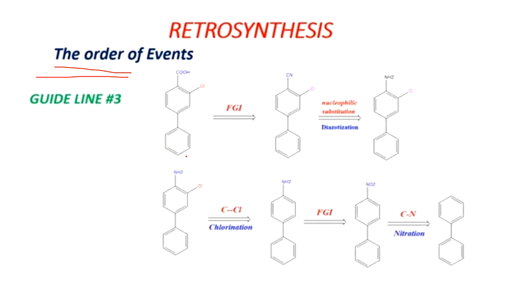Here they are giving our starting material. In this case, here is an acid group. The acid group could be converted into a cyanide group. For this conversion, we have to know the reagent, how we could convert one functional group into another functional group, or we know the reagent to convert the acidic functional group into a cyanide functional group. After that, the cyanide group could be converted into an NH2 group. So here is a diazotization reaction.